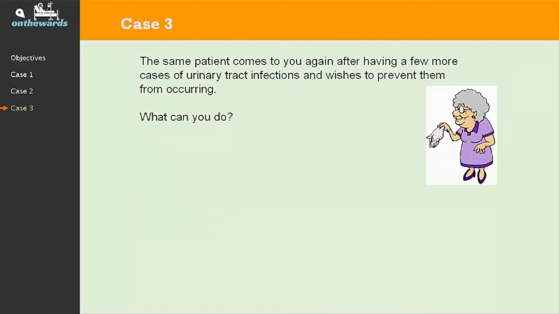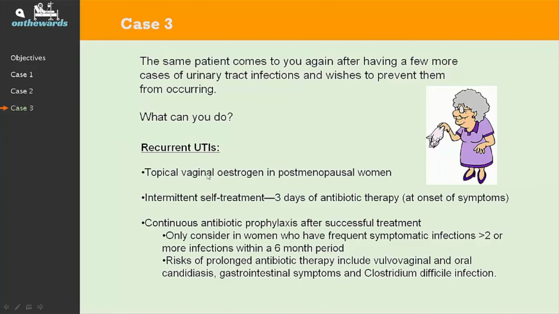All right, so we'll go to the last case now. Mrs. BB comes to you again after having a few more cases of urinary tract infections, and she asks you how to prevent them from occurring in the future. Now, what can you do? All right, so this is just a list from the therapeutic guidelines, so it's not an exhaustive list, but always ask for some senior advice if you are going to commence these things.